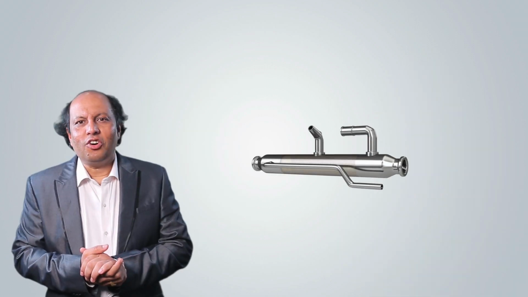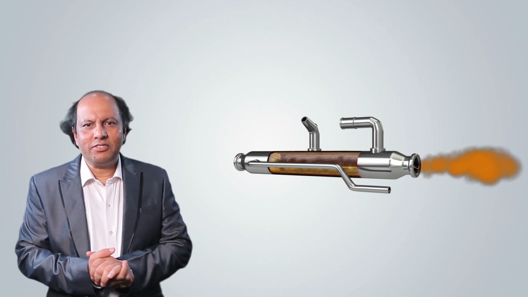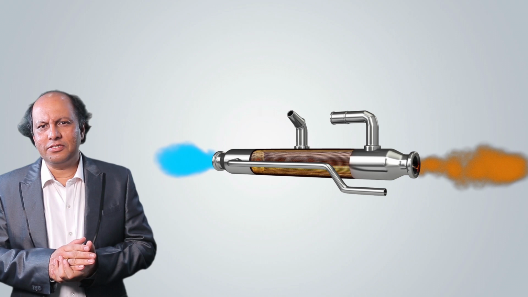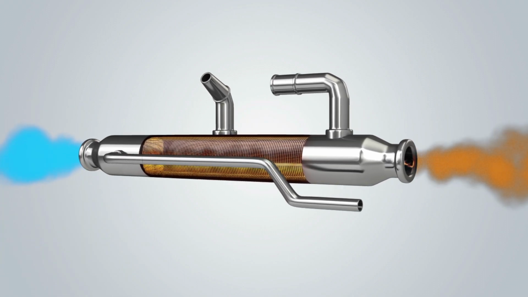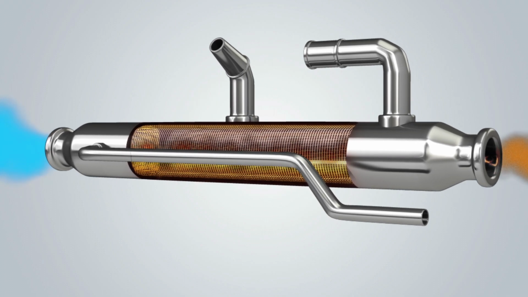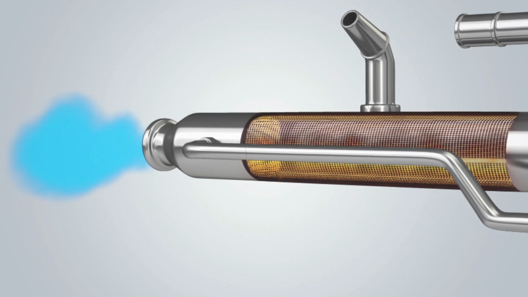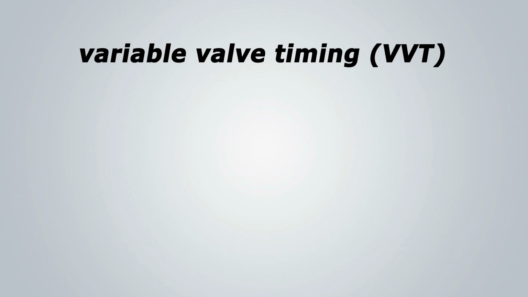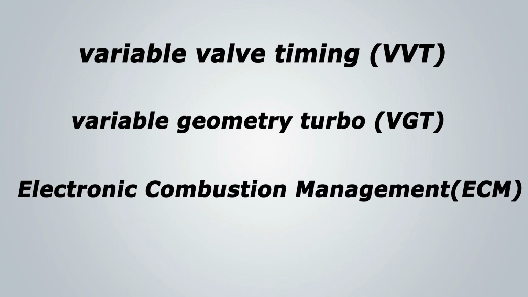An EGR or exhaust gas recirculation device helps reduce the emission of harmful NOx from the engine by reducing the peak combustion temperatures. Besides turbocharger, CRDI or EGR, there are several other technologies a diesel engine employs to enhance its performance, like variable valve timing or VVT, variable geometry turbocharger or VGT, electronic combustion management or ECM.